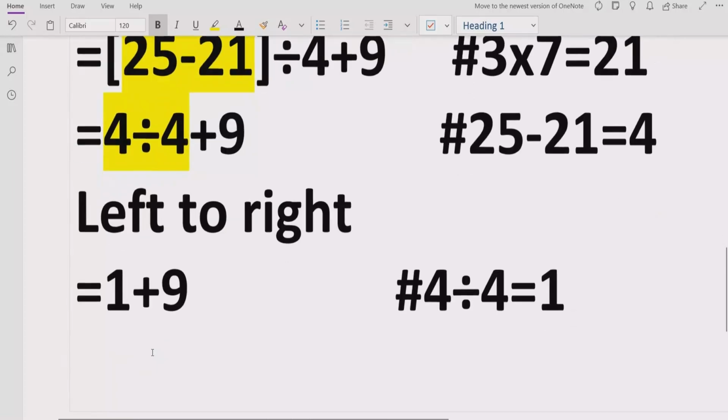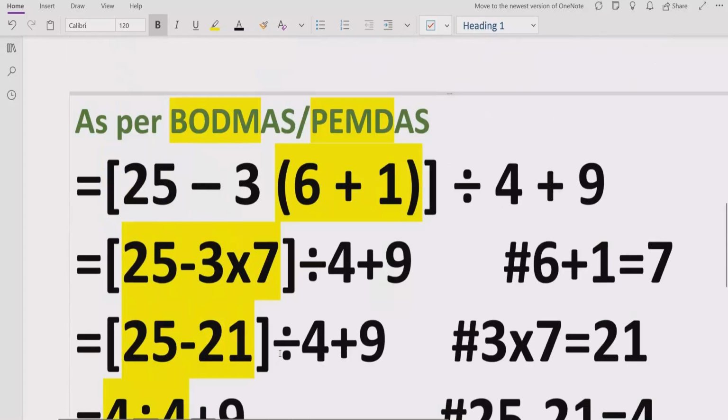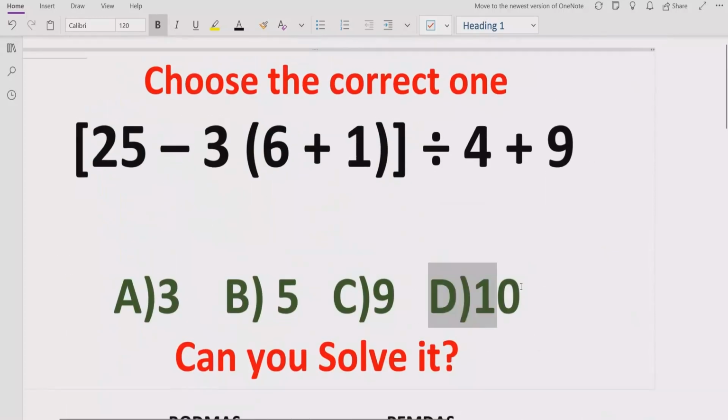Now we have two terms which are being added to each other. So we will add both of them and get the answer, 10. The answer of the given expression is 10. If you see the answer list, answer D is the correct answer of this expression. So I hope you understand how you can solve the given expression using PEMDAS and BODMAS method and find out the correct answer.